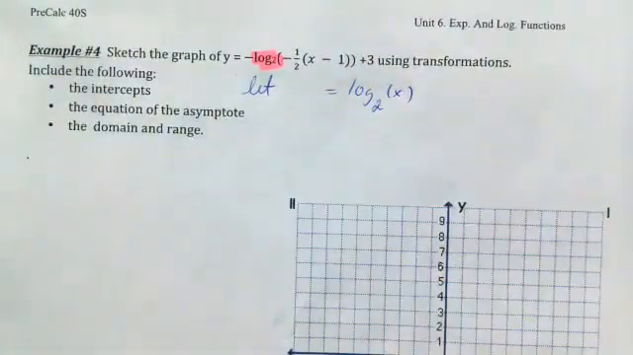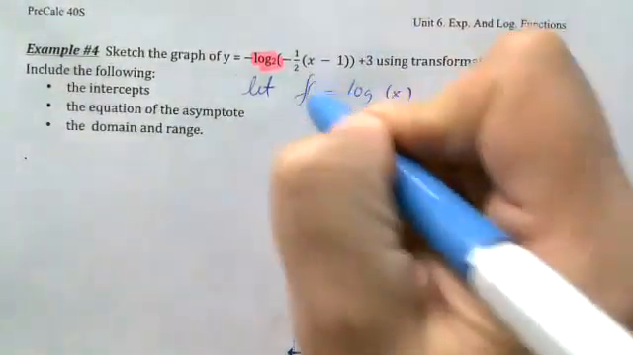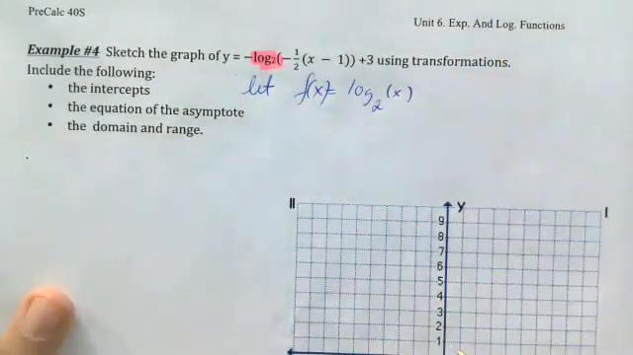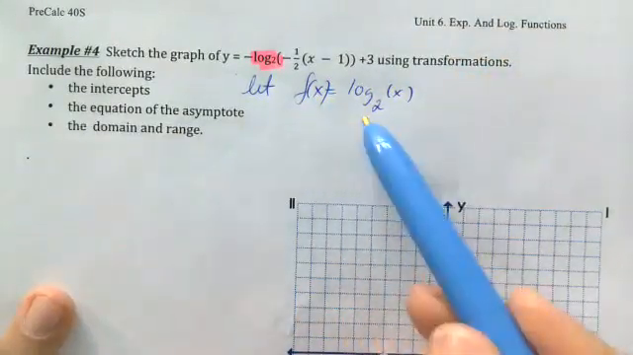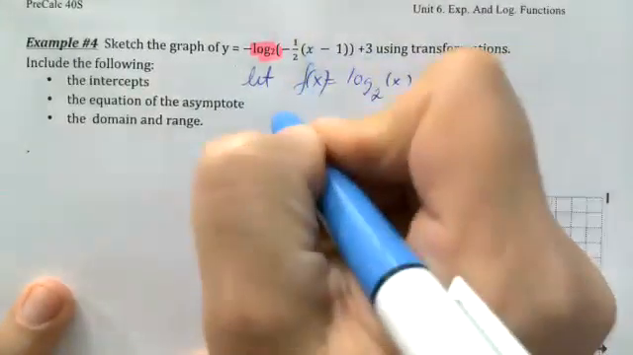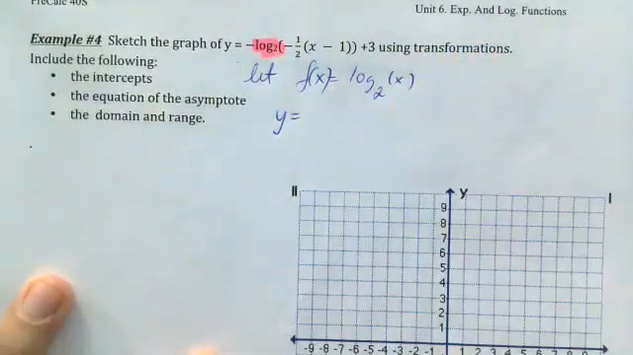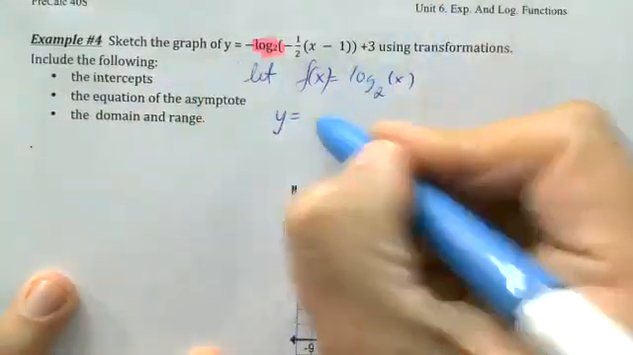Give it a name. F of X, okay. Very creative. Okay, so then we're gonna have our function looking like this. Y equals negative, there is a negative in front of it.